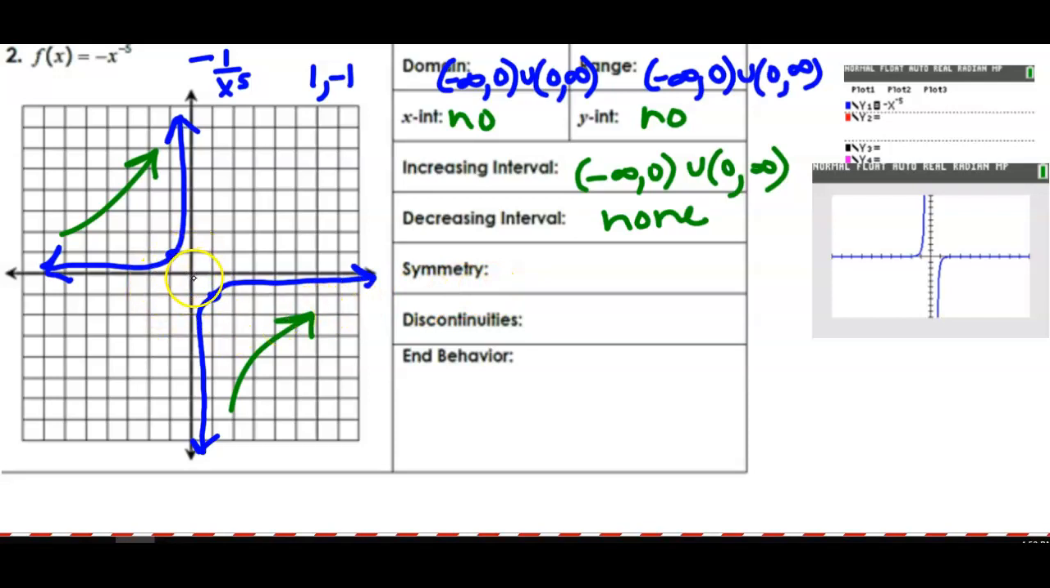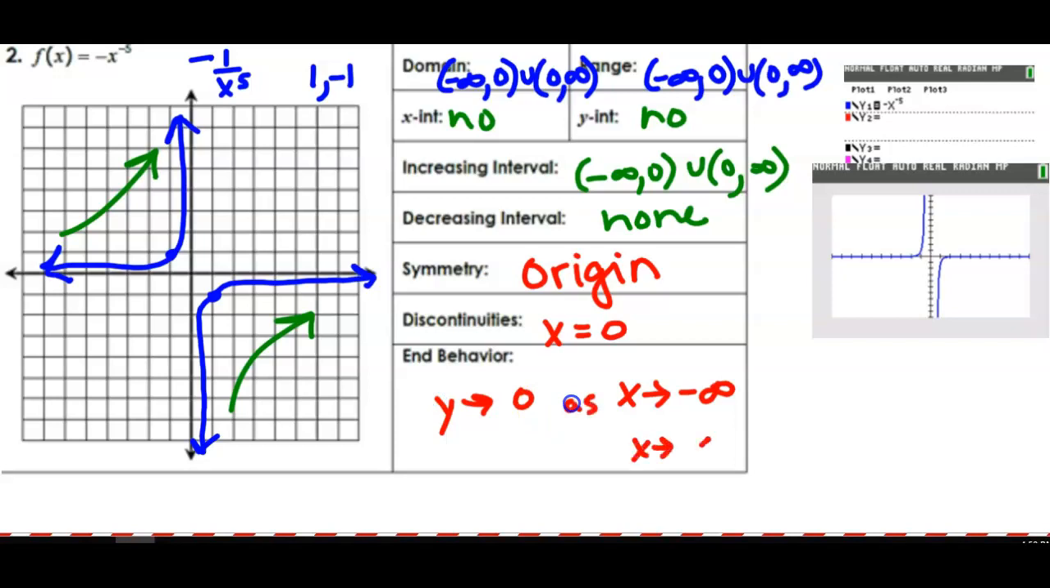This has origin symmetry. If you turned this graph 180 degrees, it would look exactly the same. All right, it is discontinuous when x equals 0, because that's the domain restriction. And the end behavior: on the left, this is getting closer and closer to 0. On the right, it is getting closer and closer to 0. Now, once it's getting close to 0 from above, once from below, but those are things you'll talk about in calculus.